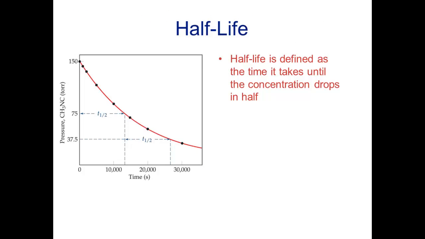Half-life is determined through the study of kinetics. It's defined as the time it takes until the concentration drops in half. Now what we could do is determine half-life graphically, or we could determine it mathematically. If you take a look at the graph, you would look at two instances in the graph, one denoting half of the original sample, so 75 versus 150, and simply how long it takes to go from 150 down to 75. In this particular case, we're looking at roughly 13,000 seconds.